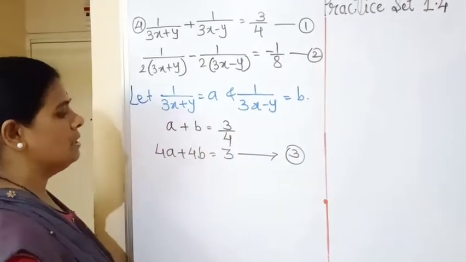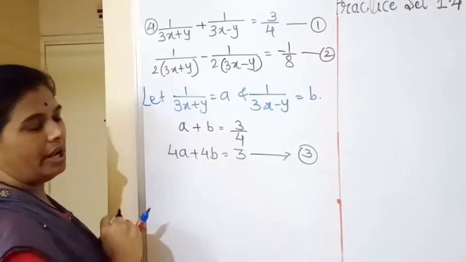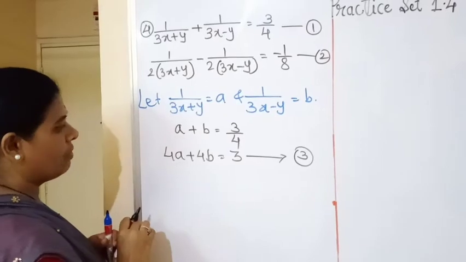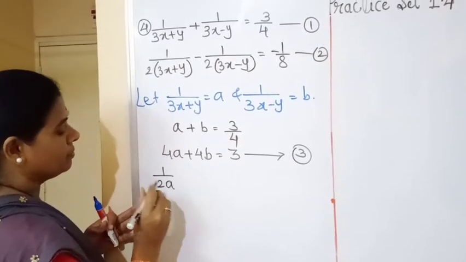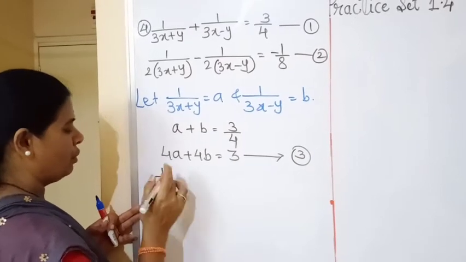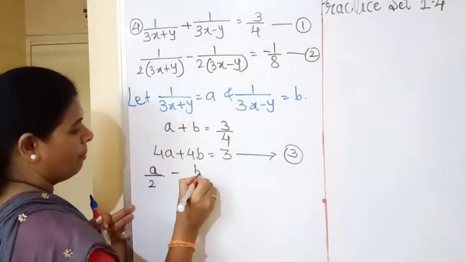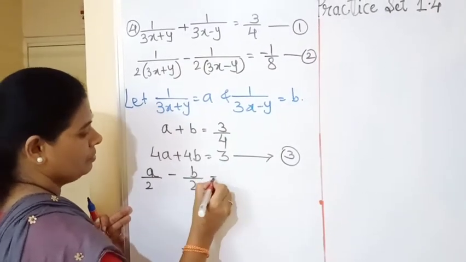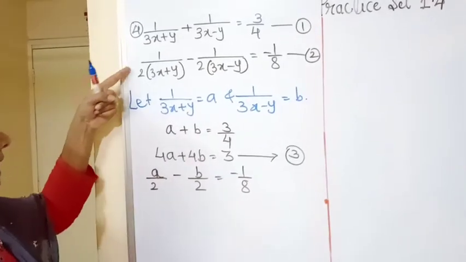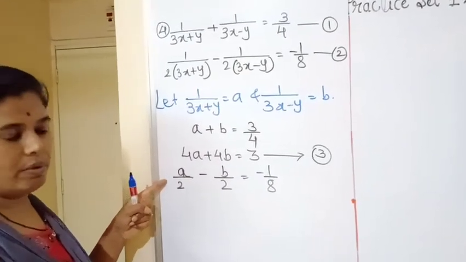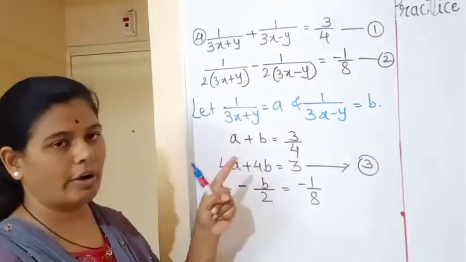Okay, now we will see the next equation, that is 1 upon 2 into bracket 3x plus y. Okay, so what that equation will become, that will be a upon 2, sorry, a upon 2 it will be. Next is b upon 2 equal to minus 1 upon 8. Okay, so from the second equation we have framed this new equation, that is a upon 2 minus b upon 2 equal to minus 1 upon 8.